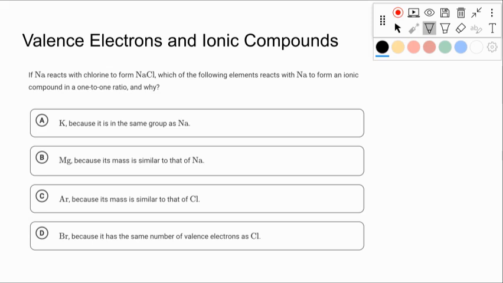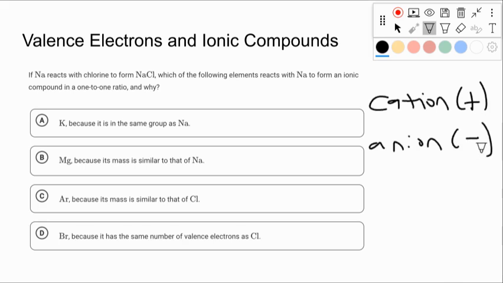So if sodium reacts with chlorine to form NaCl, which of the following elements reacts with sodium to form an ionic compound in a 1-to-1 ratio and why? So really quick, we need to understand what forms an ionic compound. An ionic compound is going to be a bond between the cation and an anion. Remember, cation we said was positive in our last lesson. Anion is negative. So that is what forms an ionic compound, first of all. Sodium is a positive 1.